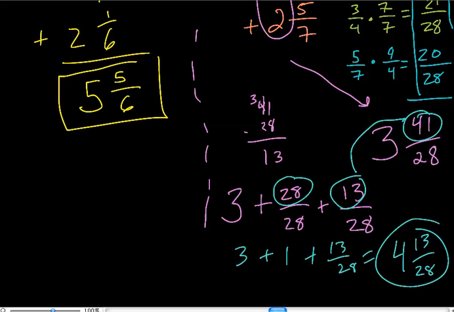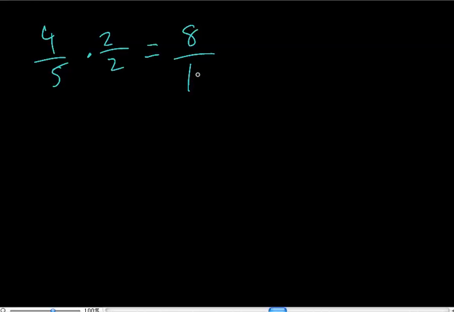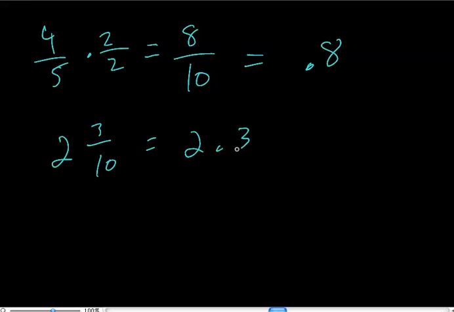All right, the back side now. Now's the decimals, the more fun part. 4/5. How do you write that as a decimal? Well, that's the same thing if you multiply it by 2 over 2 as 8/10. And as a decimal, that's 0.8. How about 2 3/10? Hey, that's 2.3.